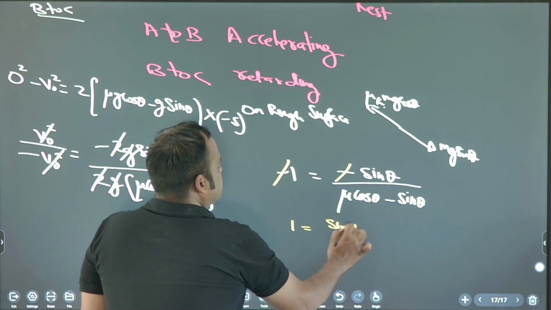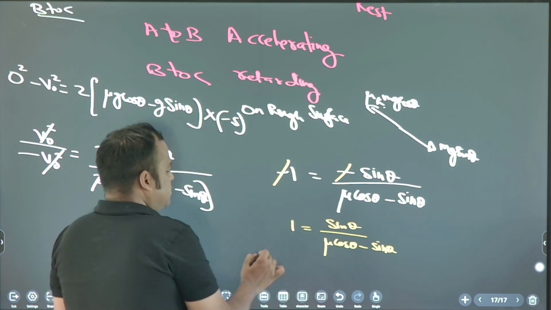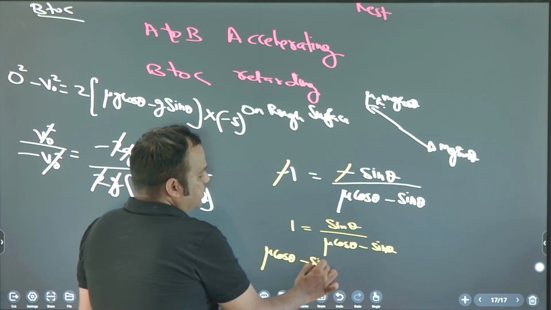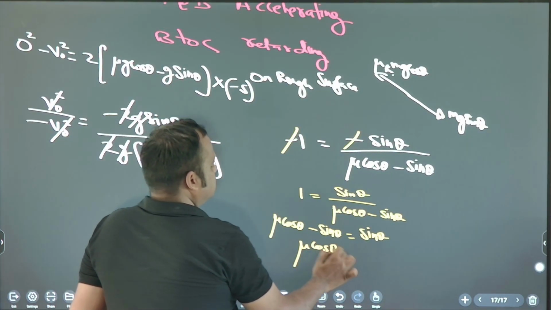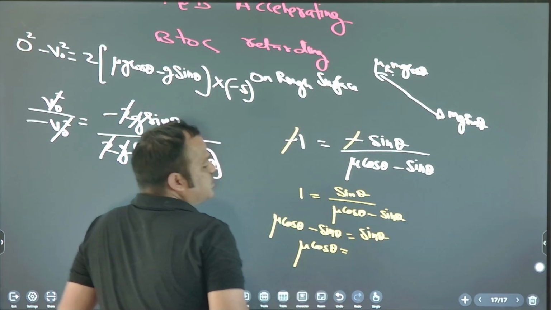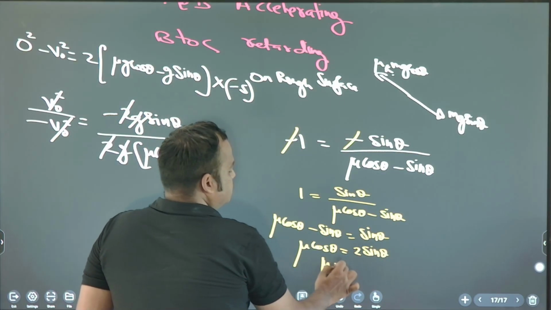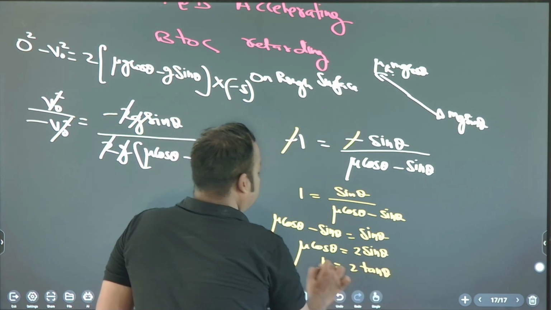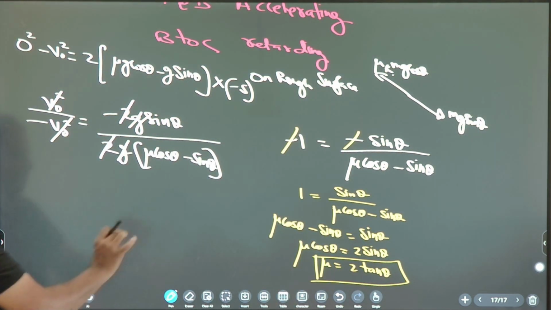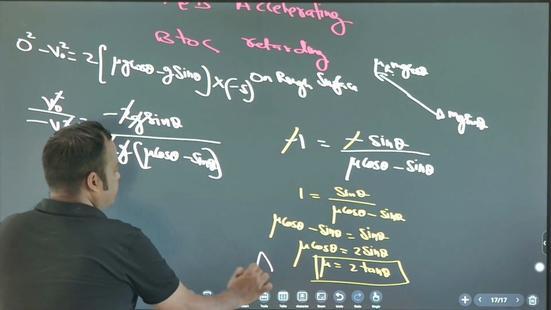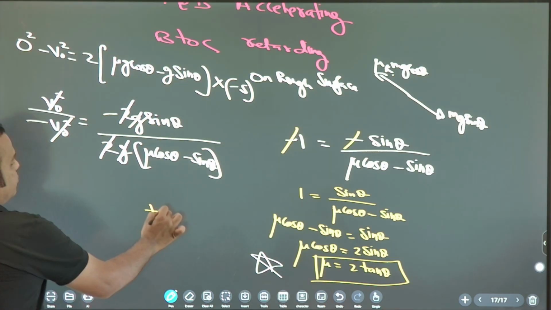So 1 is equal to sin theta by mu cos theta minus sin theta. So mu cos theta minus sin theta is equal to sin theta. So what is mu cos theta? Sin theta plus sin theta, that is 2 sin theta. So what is mu? 2 tan theta. Memorize this, this is a very particular question. The final result you memorize, it is important. So mu is equal to 2 tan theta, or tan theta is mu by 2.